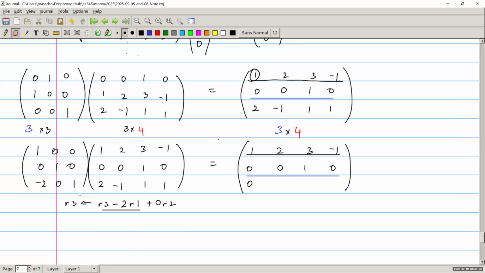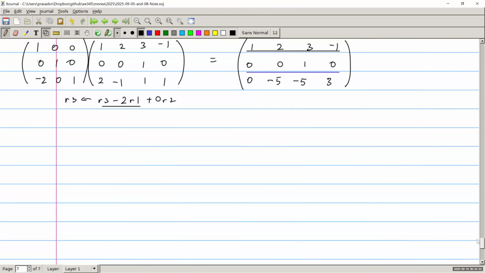And the row that you get here is, so actually one of you, can you use one of these companions to compute this? 2 minus 2, 1 minus 4 is minus 1 minus 4 is minus 5. 1 minus 6 is minus 5. And 1 plus 2, right? 3.